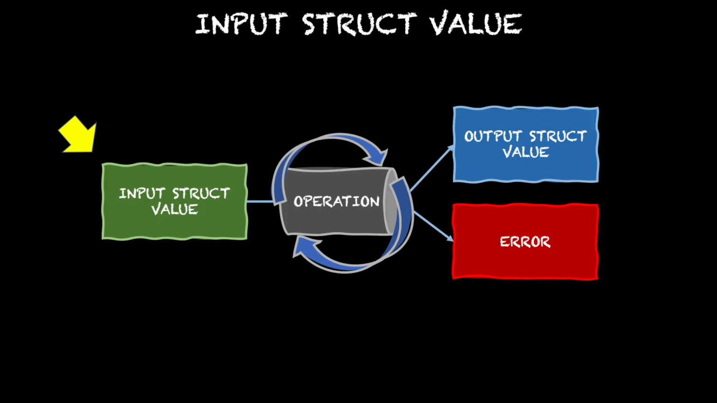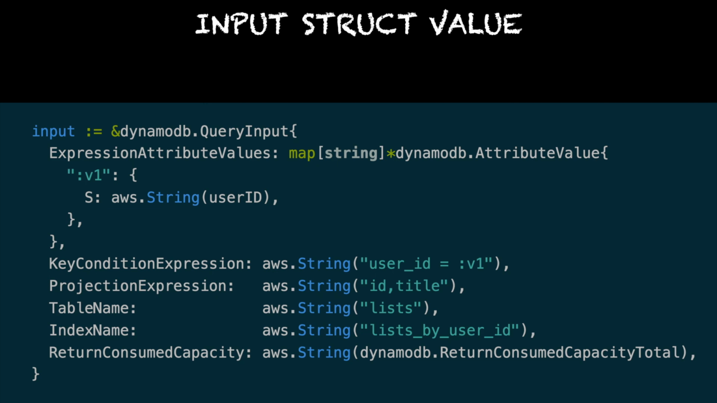Let's now look at the anatomy of an input value. In this example, we're looking at the use case of viewing lists by user ID, which is accomplished using a global secondary index. So at least we need to specify the original table name and the global secondary index name as well. Then we specify the query itself, which is whether the user ID attribute is equal to a provided value called v1. Naturally, we need to map v1 to a concrete value, in our case the value of a local variable. Finally, we also specify the attributes that we want DynamoDB to return and the consumed capacity.